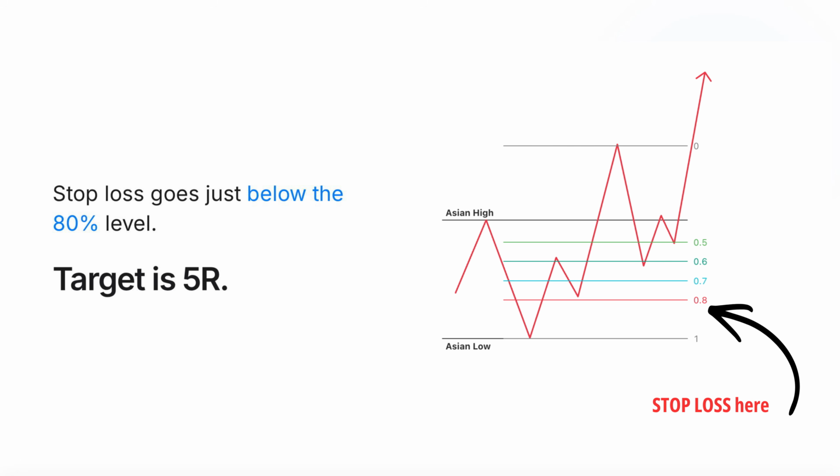For the targets, you will be aiming for 5R. Alternatively, you can enter at the 70 and 80% retracement levels as well. In that case, your stop loss will go beyond the 100% Fibonacci level, and you will be aiming for 3 to 5R.